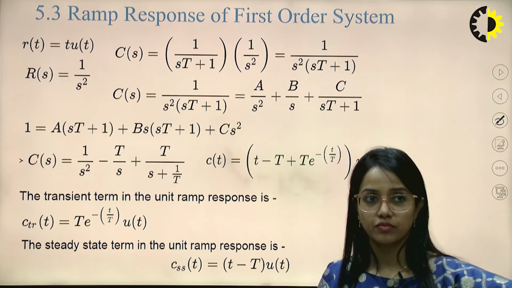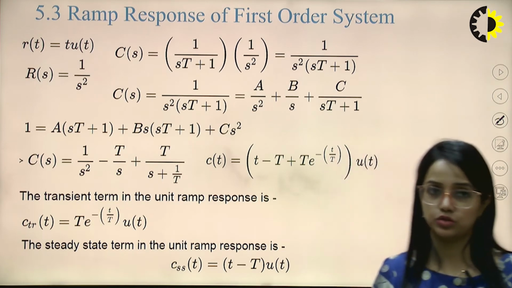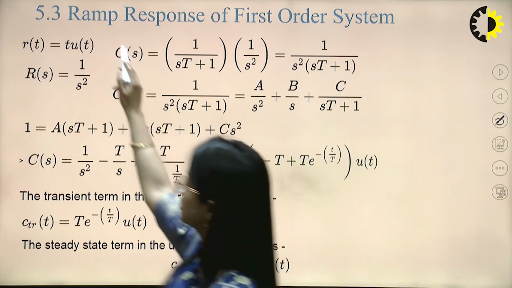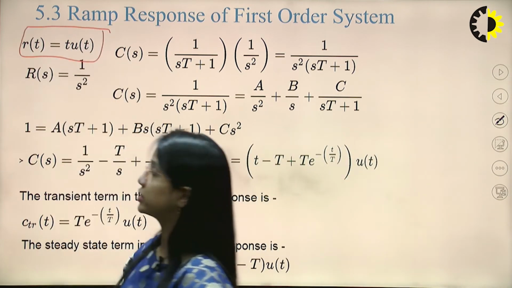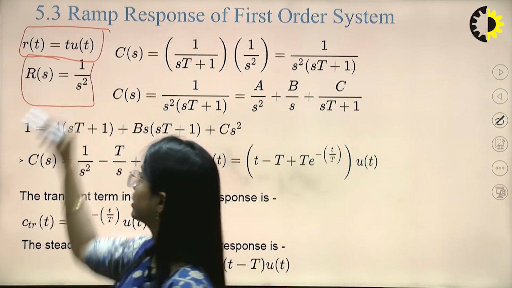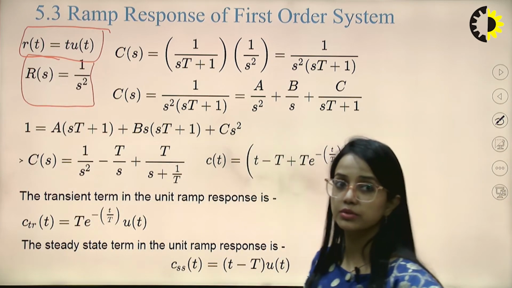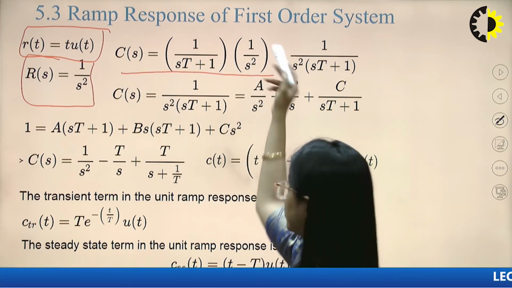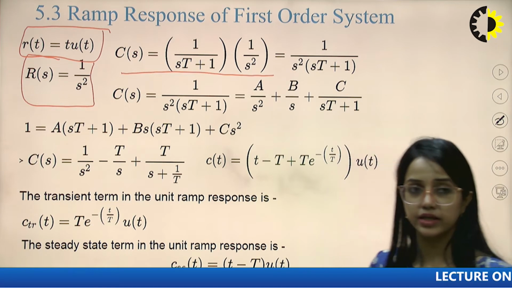Now, considering the same first order system for a ramp input. Ramp input means r(t) will be equal to t. When r(t) is equal to t, R(s) becomes 1/s squared. So, when R(s) becomes 1/s squared, in the same standard output equation we will substitute the value of R(s) as 1/s squared.